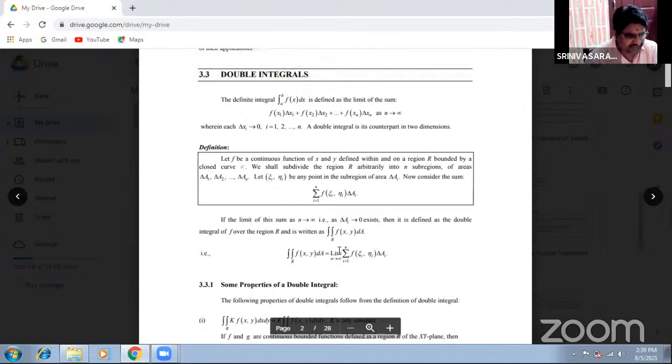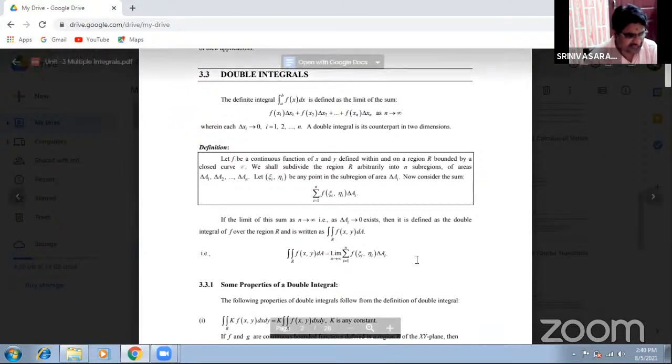Okay. Now the double integral over R of f(x, y) dA equals the limit of the summation. Limit of a summation is also a well-known part of Riemann integral calculus: the integral as the limit of a sum. According to that, the double integral over R of f(x, y) dA equals the limit of the sum of f of zeta i and eta i times delta Ai.